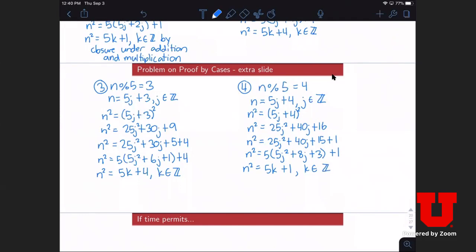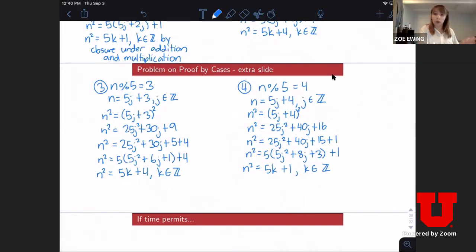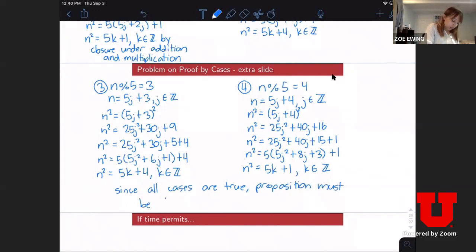And then we're not quite done, because before you finish, it's always good to summarize and say something like, since all cases are true, the proposition must be true. And then you can do QED, or I've always just seen a box. That's how I always finished a proof.